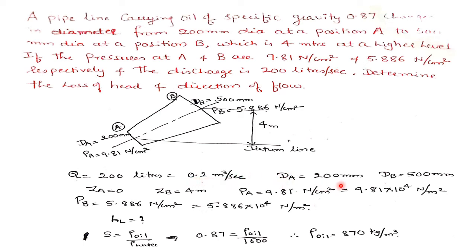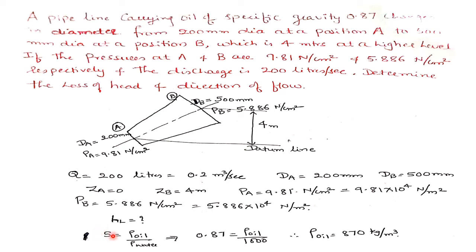The diameter at A is 200 mm, and the diameter at B is 500 mm. ZA, that is the potential head, is 0 here. For ZB it is 4 meters. The pressure at section A was given in Newton per square centimeter; we have converted it into Newton per meter square. Here also the pressure at B I have converted into Newton per meter square. It is 5.886 into 10 to the power 4 Newton per meter square. And it asks us to calculate the loss of head, that is HL.